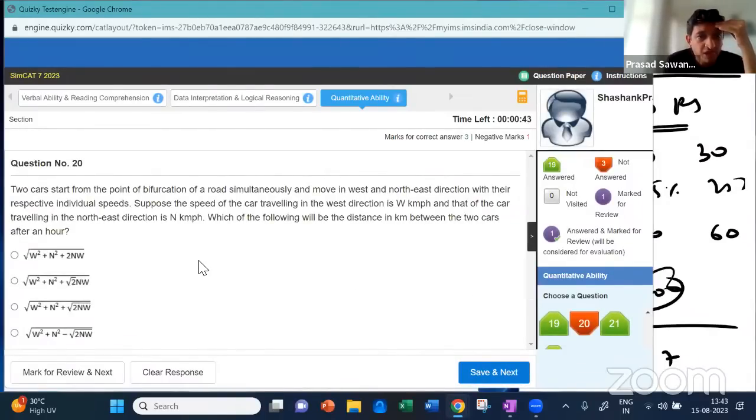Distance between two cars. Okay, so west is W and northeast is N. Oh, this looks like the cosine rule.